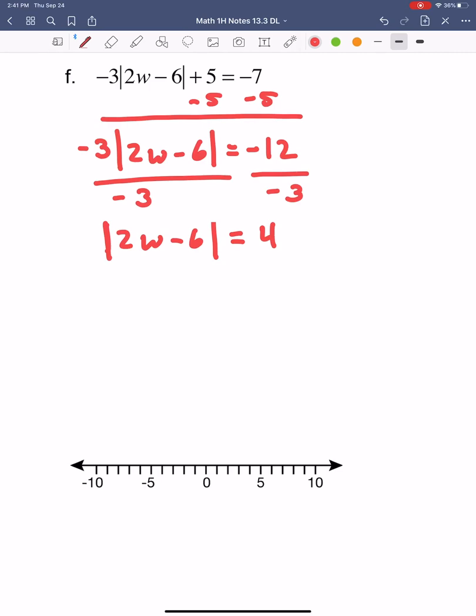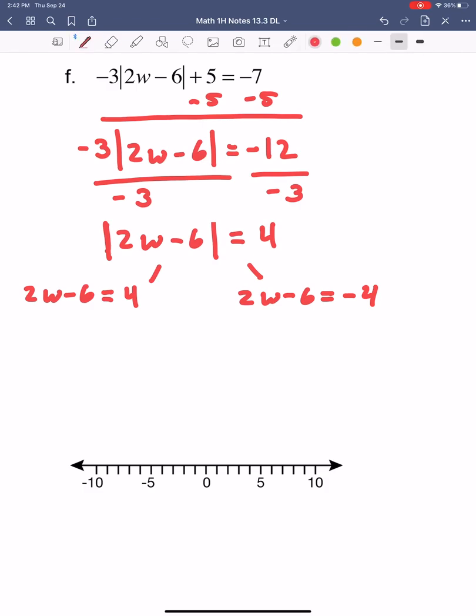Now it equals a positive number, so I will have some solutions. I'll break it up into my two equations here. 2w minus 6 equals 4, and 2w minus 6 equals negative 4. Okay. And so we end up with these two equations. Remember, you break it into two equations as soon as you've isolated the absolute value, so as soon as there's nothing left on the outside.